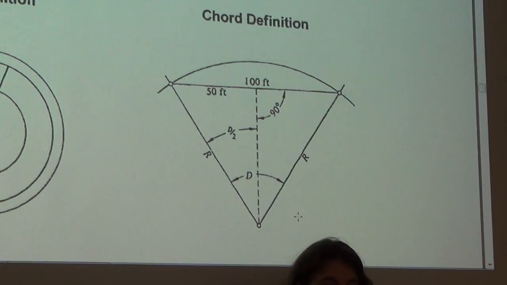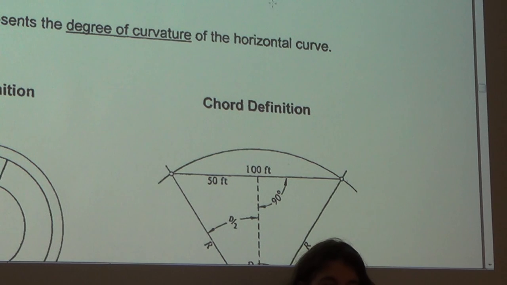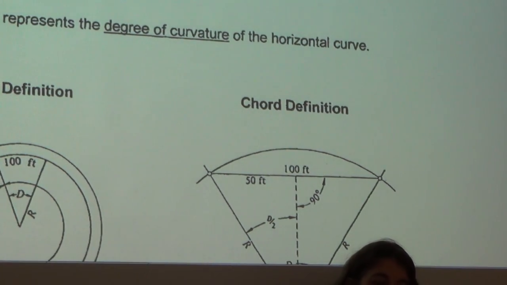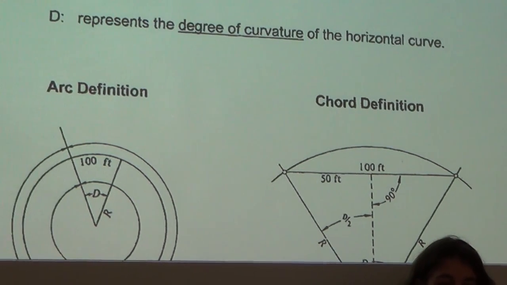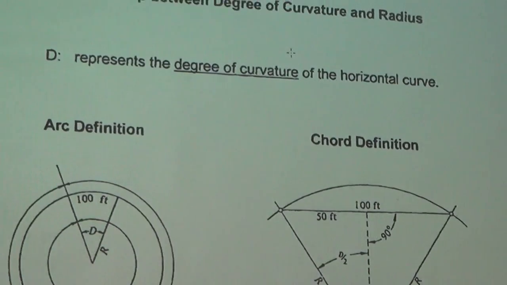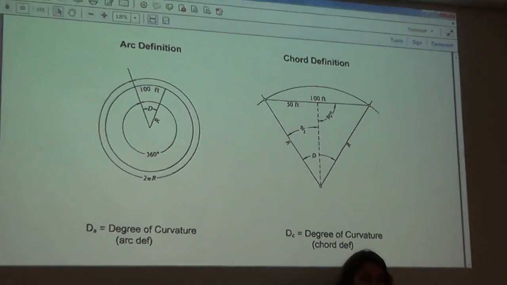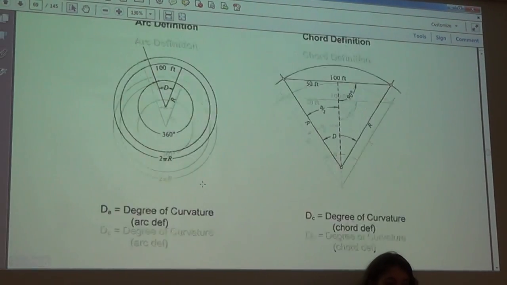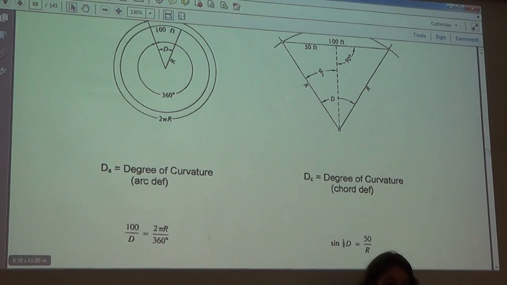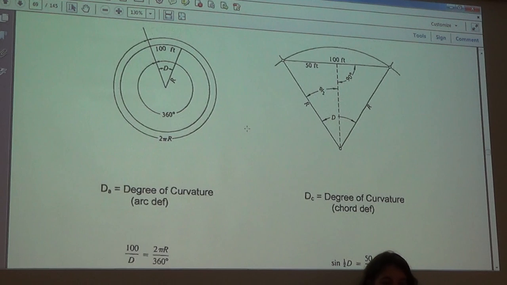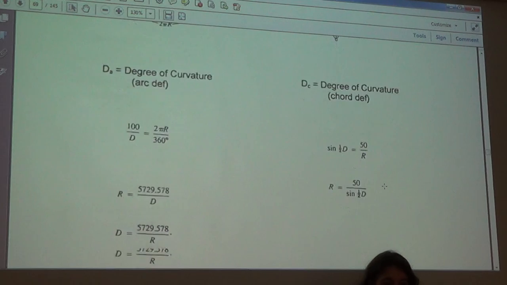So in both cases, I was able to establish a relationship between the radius and the degree of curvature. So if I'm given the degree of curvature of a horizontal curve, I could find the radius. If I'm given the radius, I could find the degree of curvature. Okay? So because this is based on an arc definition, we're using a ratio of the angle to the curve length, and here, since this is based on a chord, which is a straight line, we have to use trig.